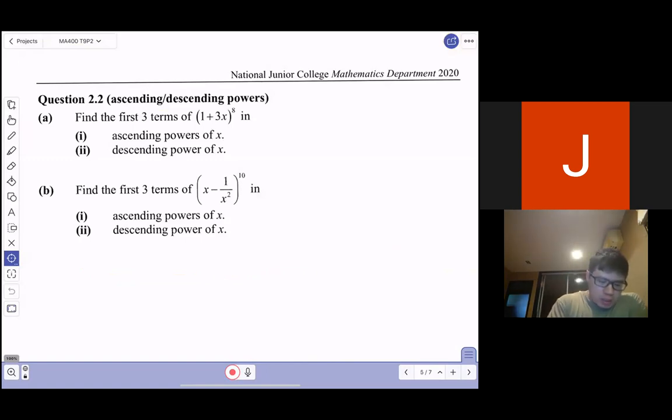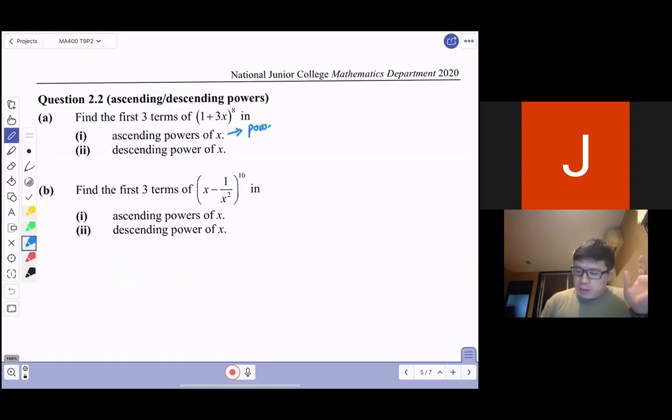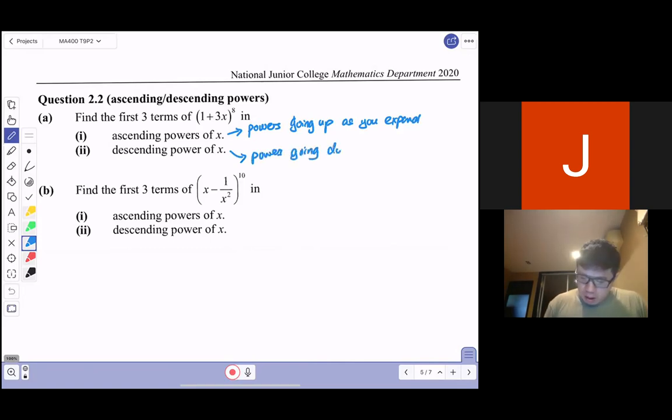Question 2.2 basically is about ascending and descending powers. So what do I mean by ascending? Descending powers means as you expand, your powers are going down. Ascending powers means when you expand, your powers are going up. Not very commonly tested, but good to know. Descending powers means the powers are going down as you expand.